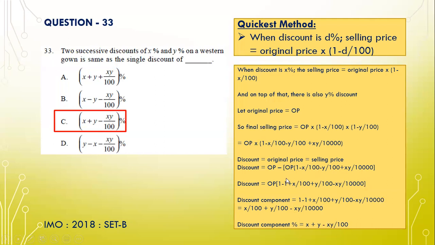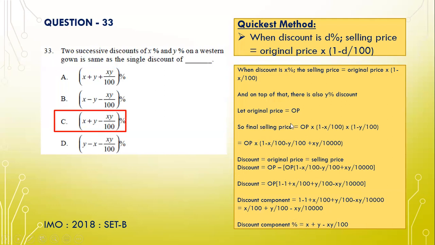So this is the whole discount component, isn't it? Original price into the discount component. And 1 minus 1 will get cancelled. So only the answer will be x upon 100 plus y upon 100 minus xy upon 10,000. And the discount component percentage, you have to multiply the whole thing by 100. So it will be x plus y minus xy upon 100, because when you multiply 100 and 100 over 10,000 it will be 1 over 100. So the discount component is x plus y minus xy upon 100 percent.